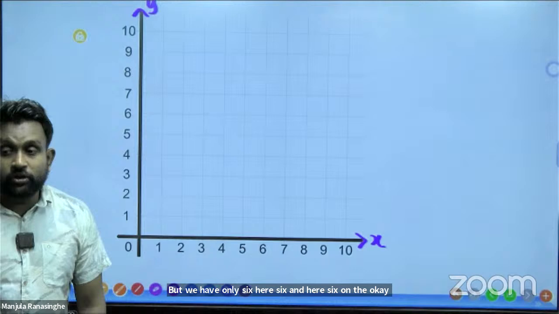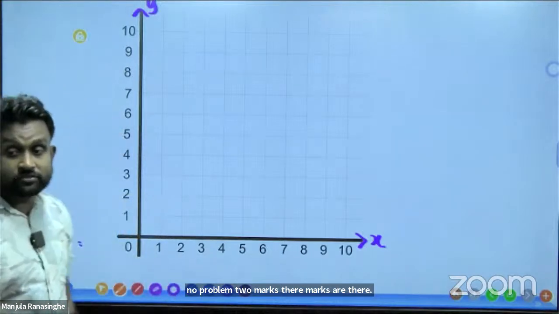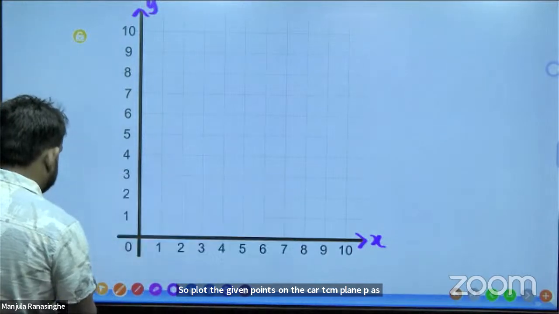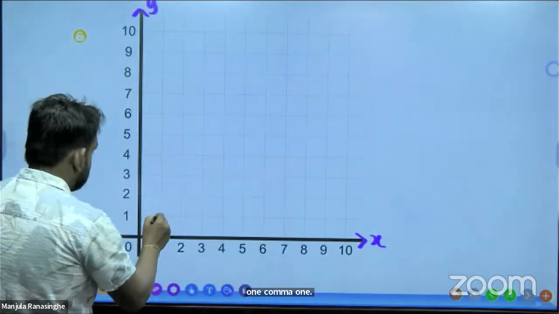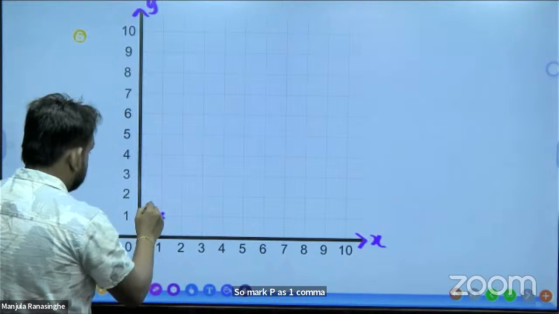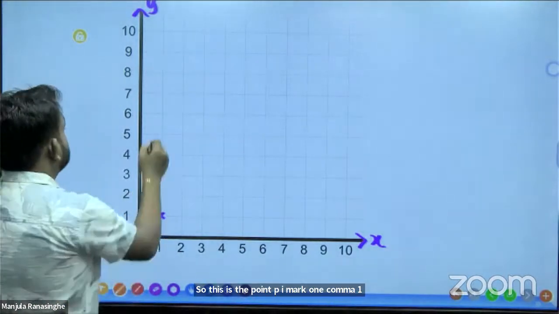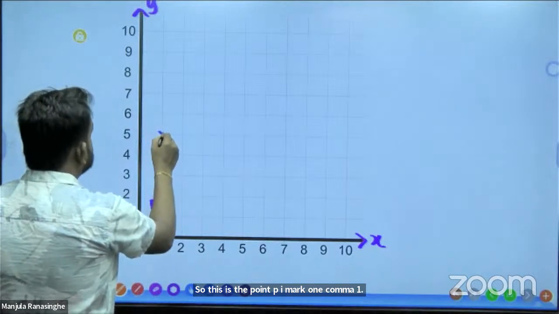So plot the given points on the Cartesian plane. P as 1 comma 1. So mark P as 1 comma 1. This is point P. I mark 1 comma 1. Then Q as 1 comma 5. This is the point.